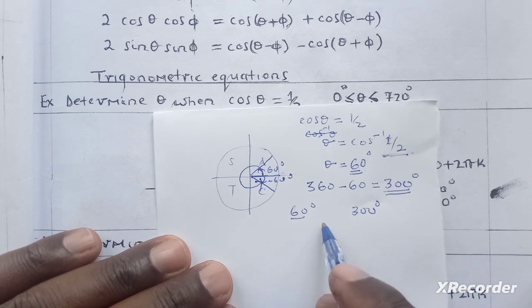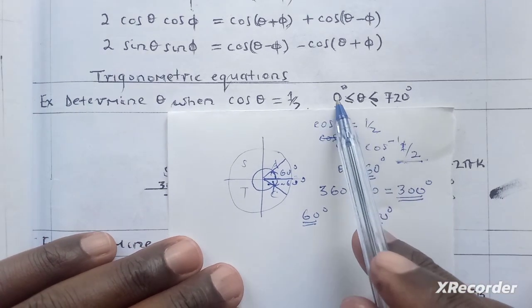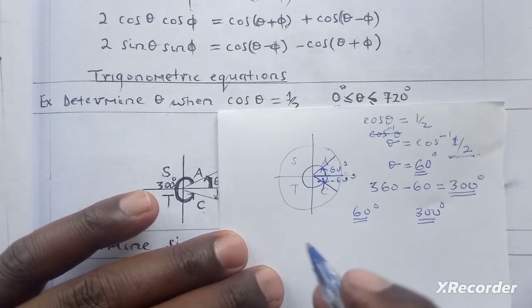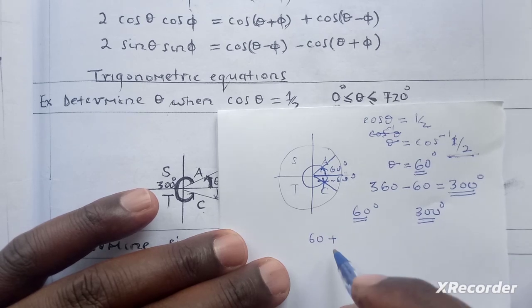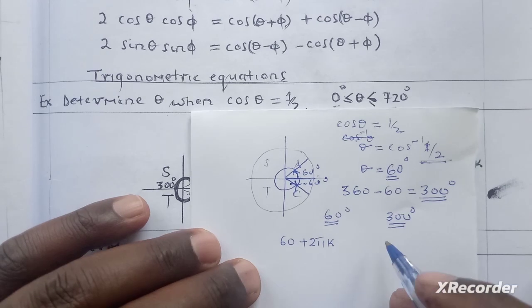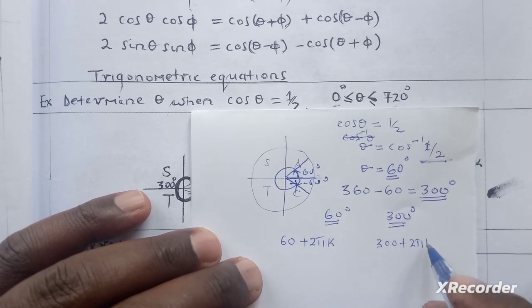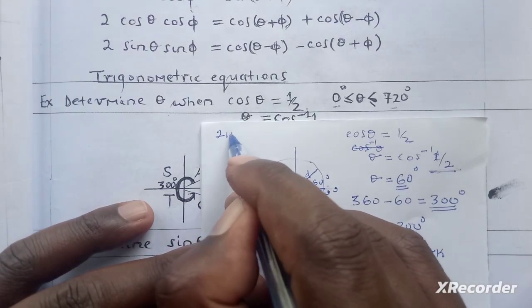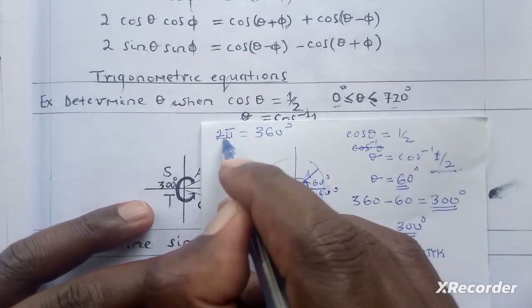So from there, because we are now supposed to get our values between 0 and 720, we say here we have 60 plus 2 pi k, and here we have 300 plus 2 pi k, where 2 pi is equal to 360 degrees. This is 2 pi radians.